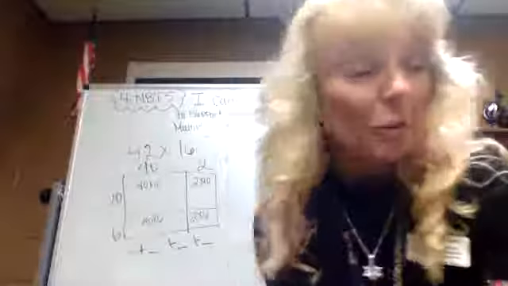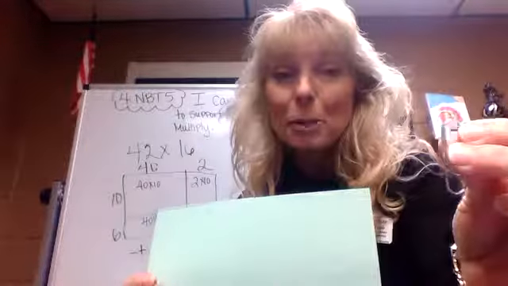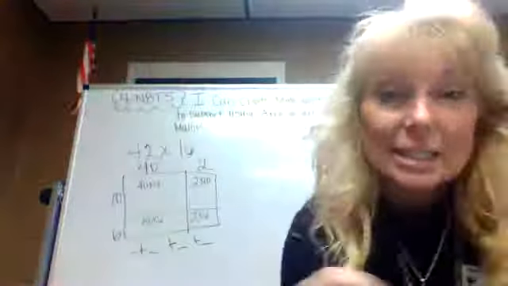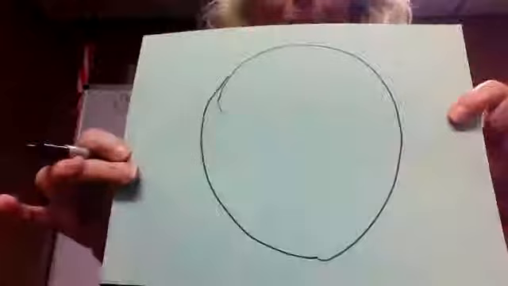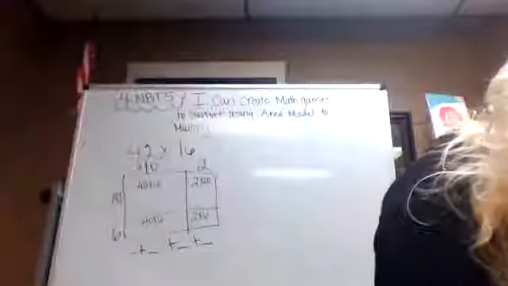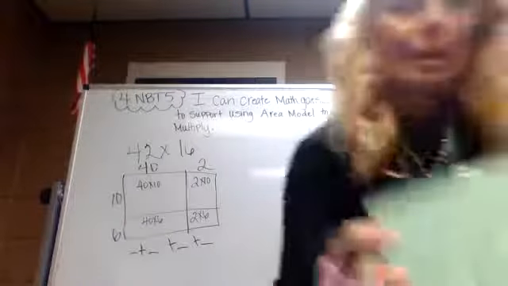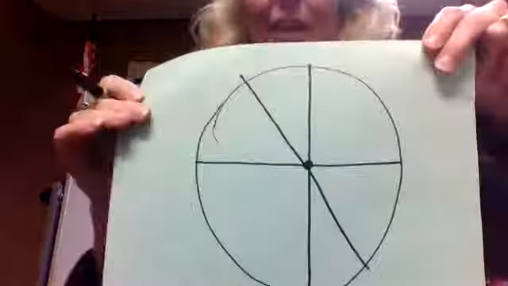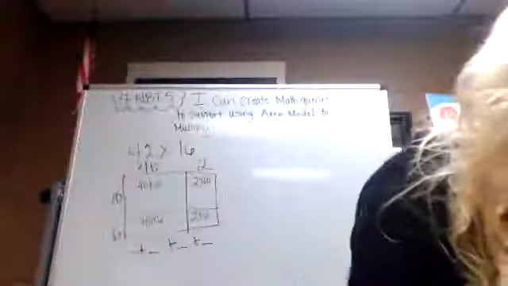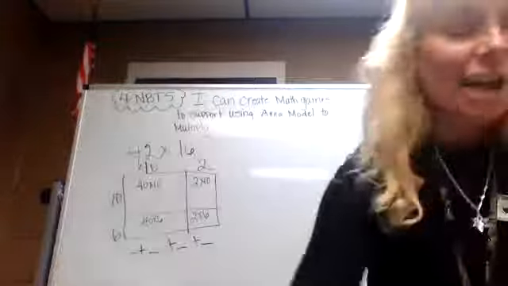I'm going to show you how to make a spinner just using a regular piece of paper, a paper clip, and a pencil. So you're just going to take your paper and you're going to just draw a circle on your paper. Divide it in half. And in half again. And in half again. And in half again.